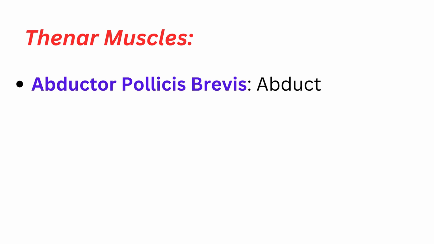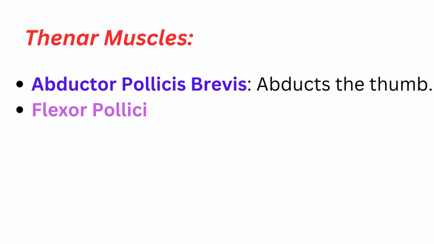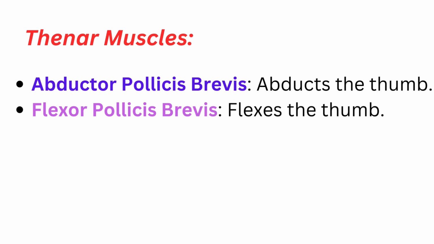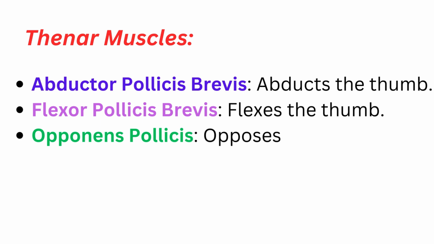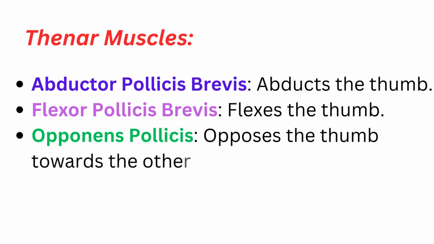Abductor pollicis brevis abducts the thumb. Flexor pollicis brevis flexes the thumb. Opponens pollicis opposes the thumb towards the other fingers.